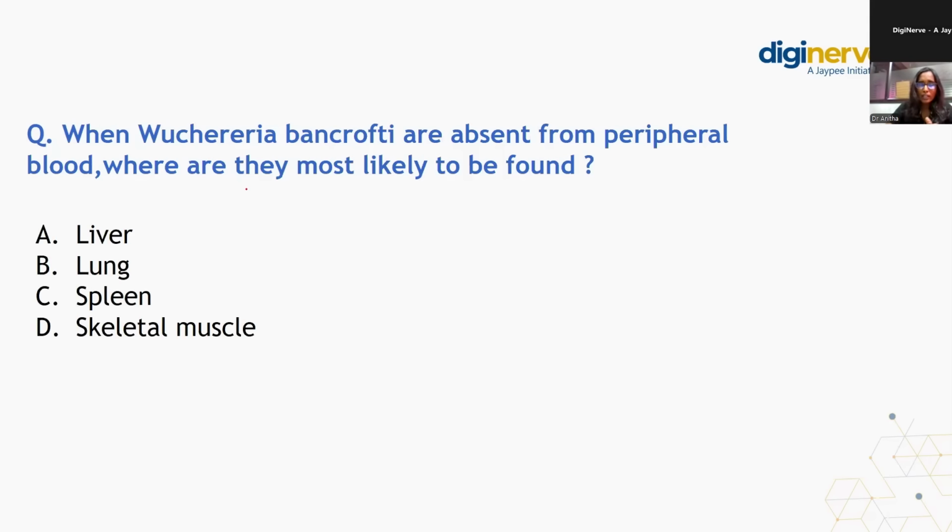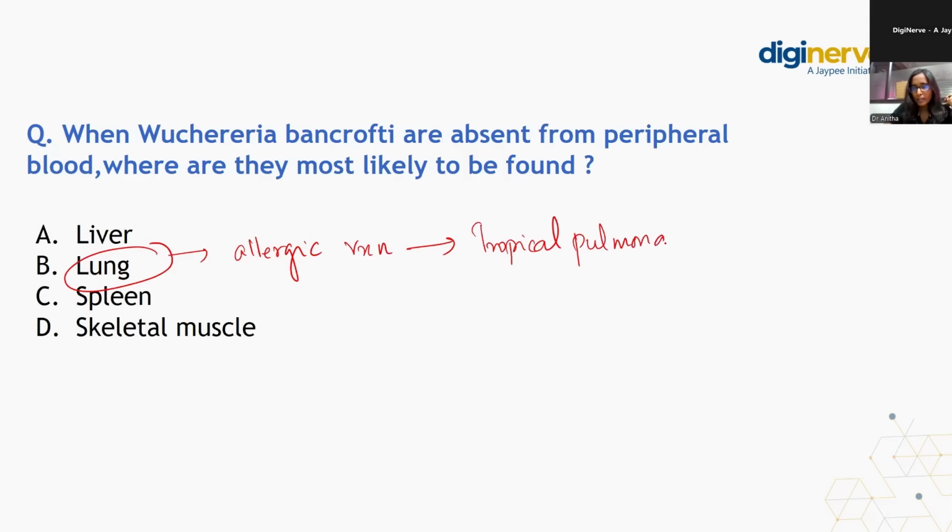We all know that during the life cycle, microfilariae get trapped or escape from the peripheral blood and go to the lung, and they cause an allergic reaction, causing tropical pulmonary eosinophilia, or Weingarten syndrome. Okay. So the option here is lung.